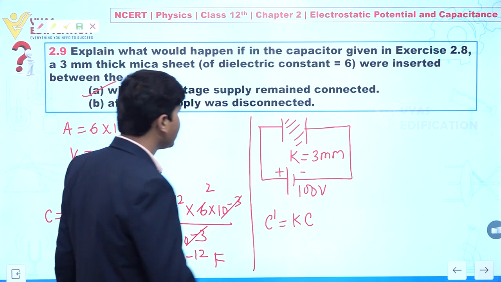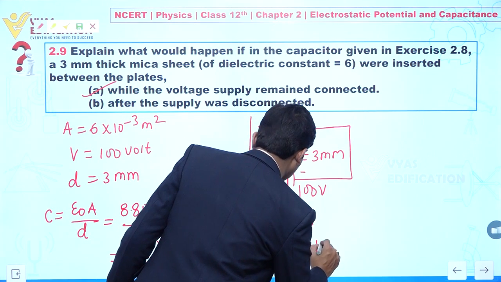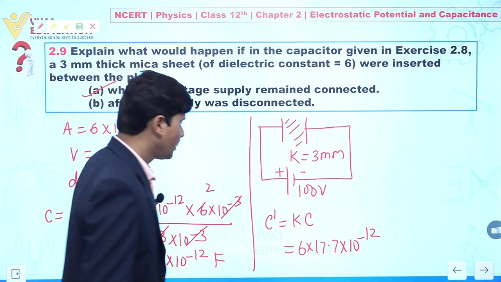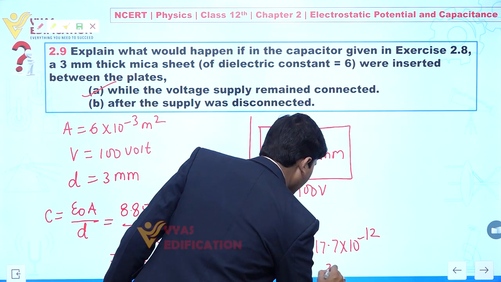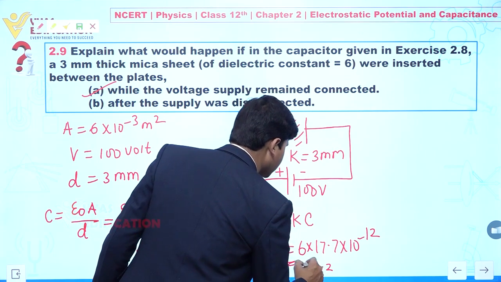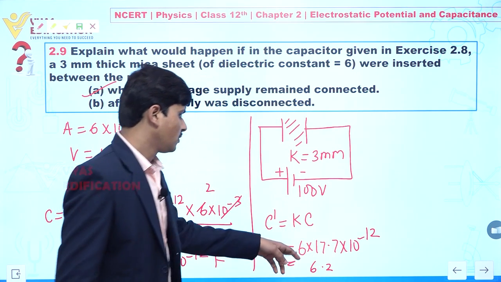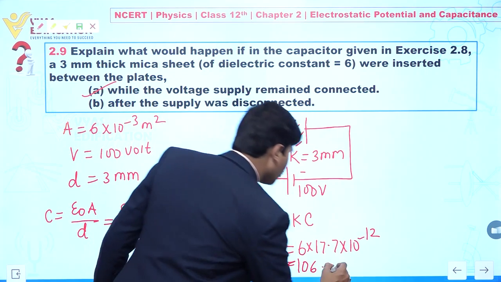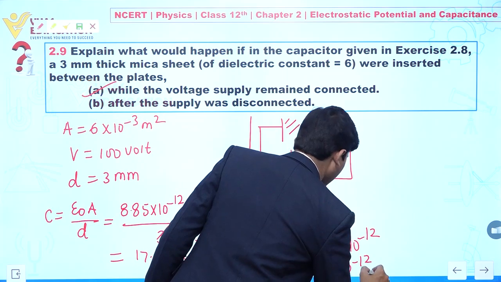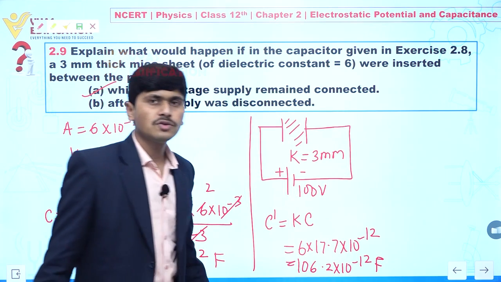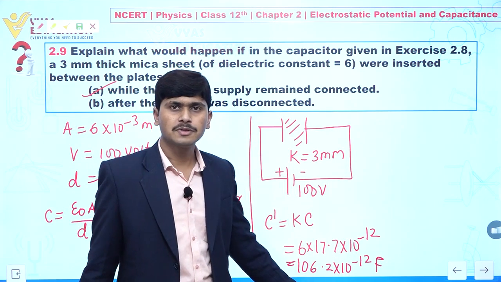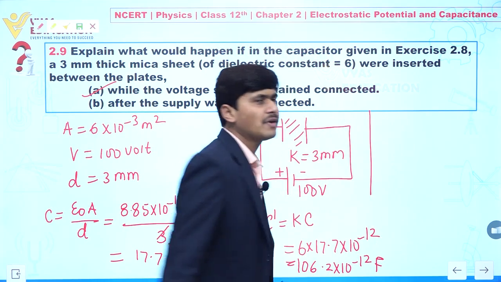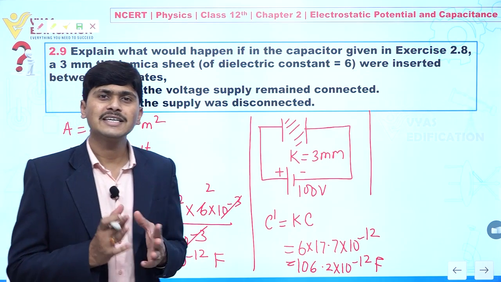Yes, the value of K is given to you as 6. So 6 into 17.7 into 10 to the power minus 12. From here if you multiply, you get 2, 4, then 6 and 4. So this is 106.2 into 10 to the power minus 12 farad. So the new value of capacitance becomes this much. Clear to you? Okay.